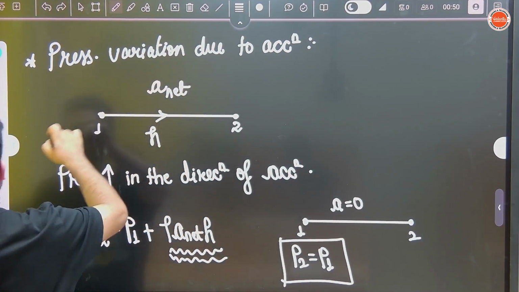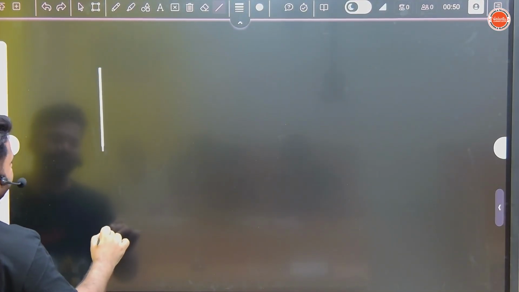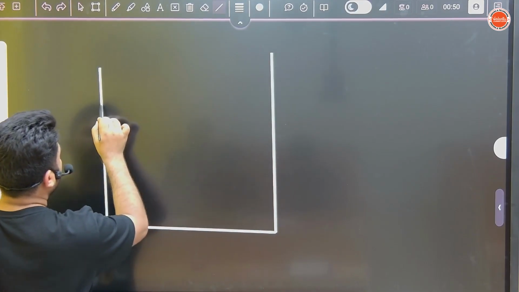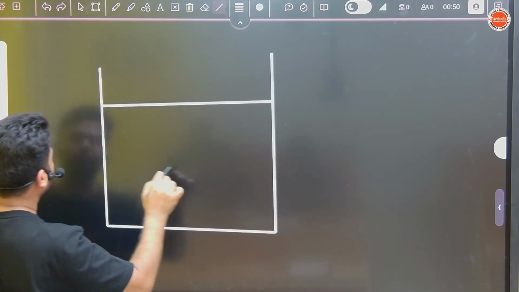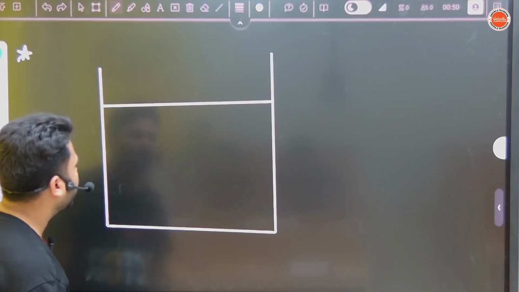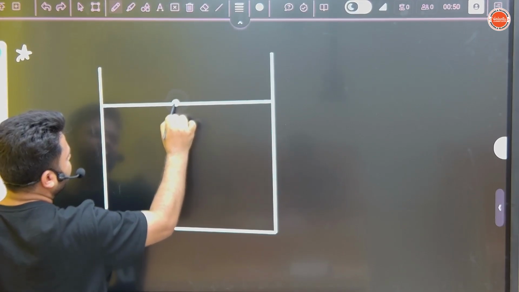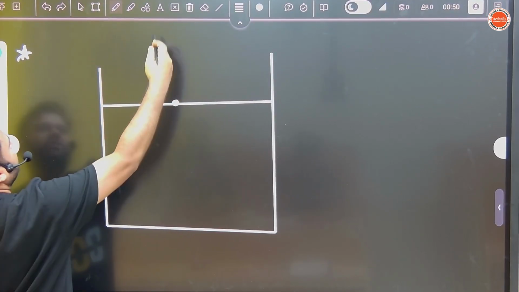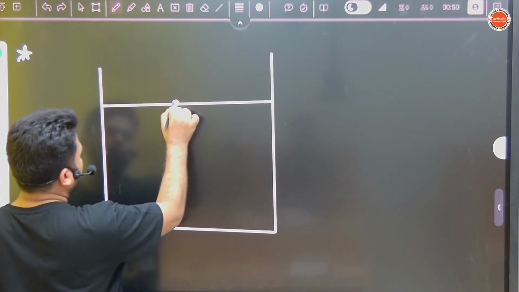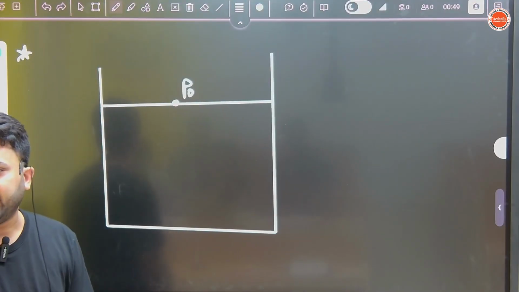Now see, suppose we have a container and liquid is filled. Correct? This is the top level. This is exposed to atmosphere. Outside is what? Atmosphere. So at this point we write pressure as P naught. P naught means pressure of atmosphere.